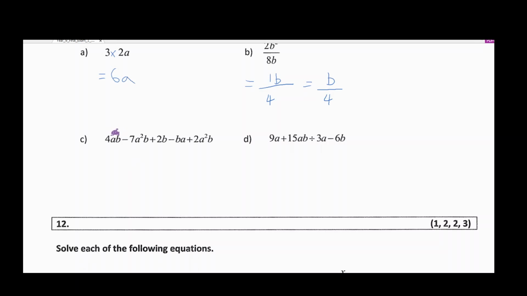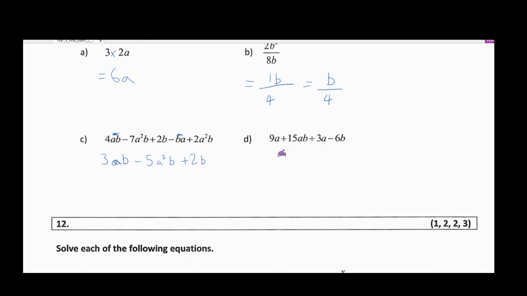Next, we've got 4ab, and so we collect like terms. So ab is the same as ba. So 4ab take ba leaves 3ab, 3ab, minus 7ab squared plus 2ab squared is going to be minus 5ab squared, yep, and plus 2b. And that's it.